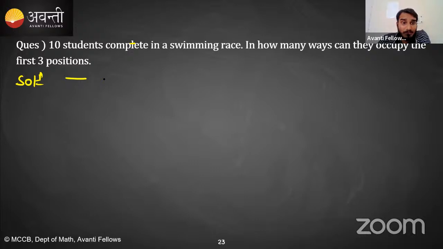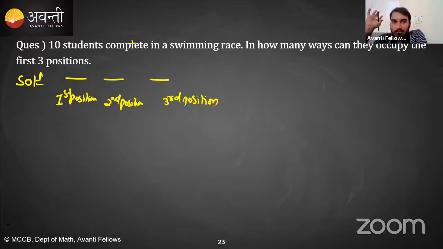So now see, let's say this is the first position, this is the second position, and this is the third position. There are 10 students who are competing, right? So in how many ways can these 3 positions be occupied? Tell me in how many ways the first position can be occupied. How many choices do we have? There are 10 students, so any of them can come in the first position. Yes or no? So it means 10 ways.